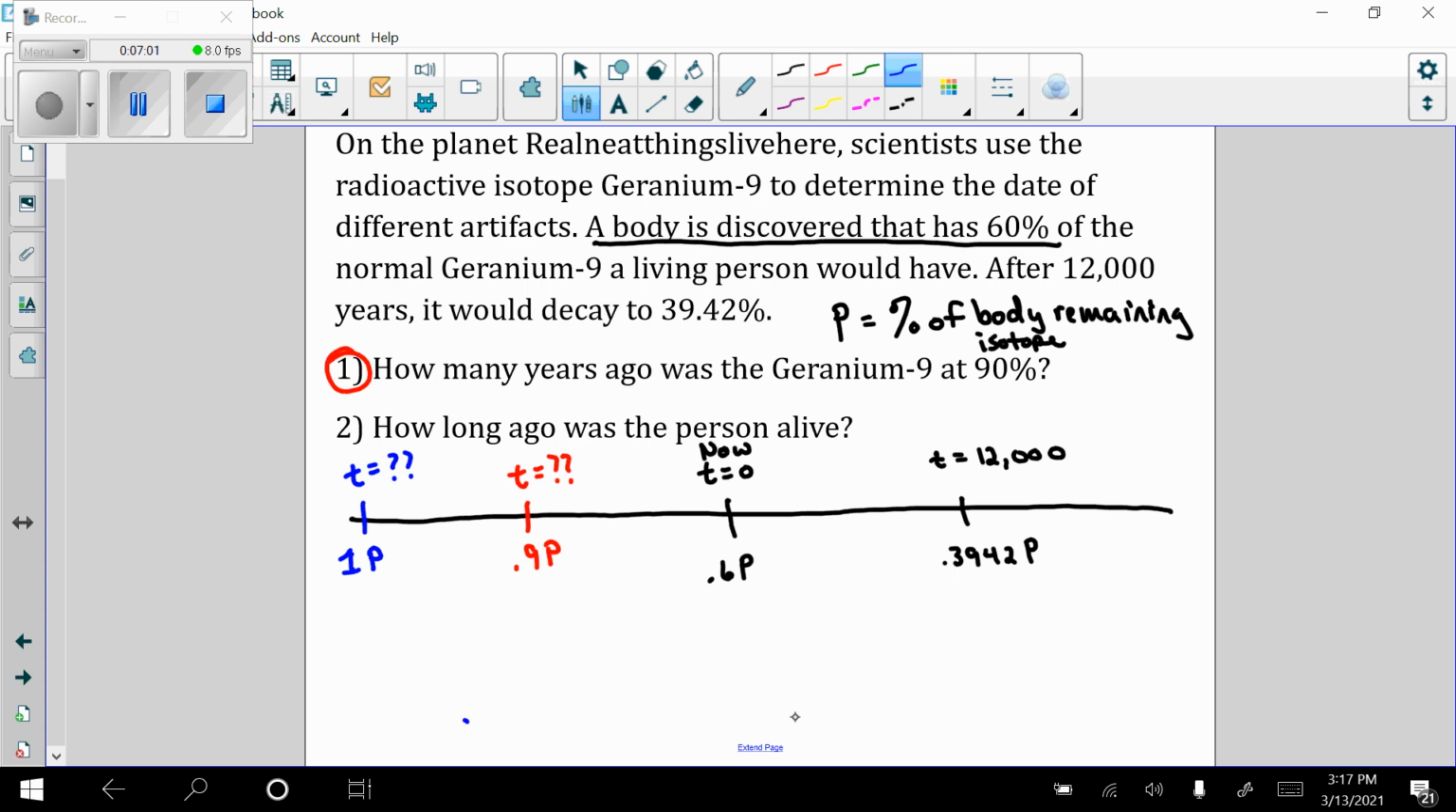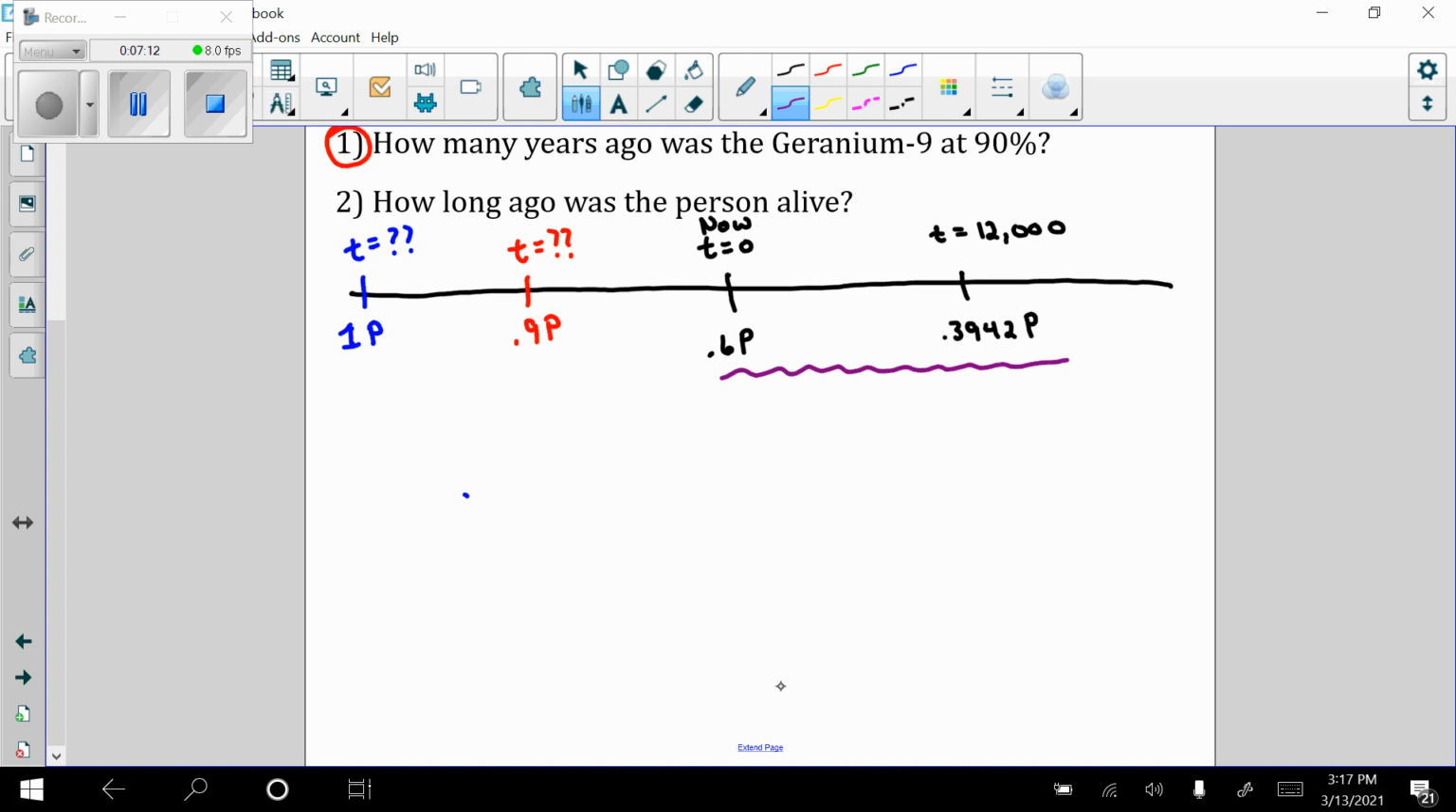Okay, so the first thing I have to do is find my decay rate. So to find my decay rate, I have to use this information right here. So I'm back to exponentials. So find the decay rate.